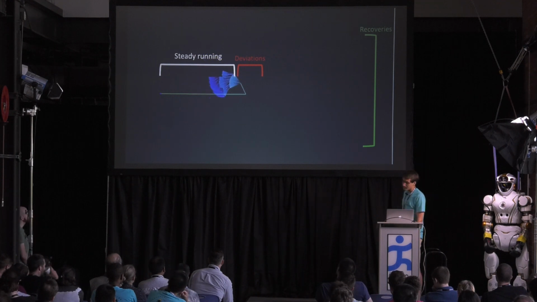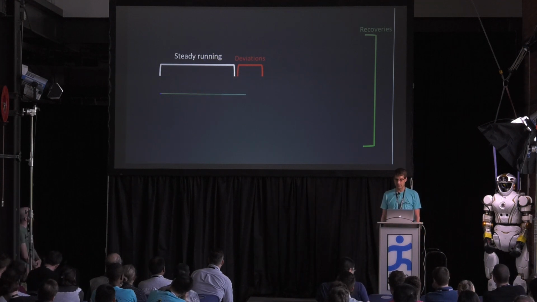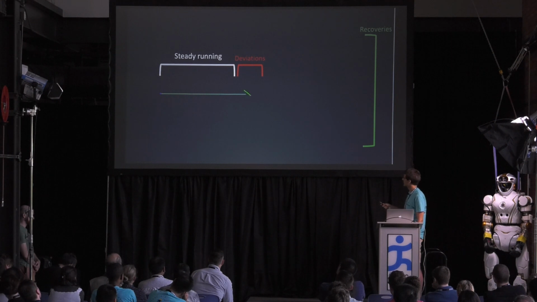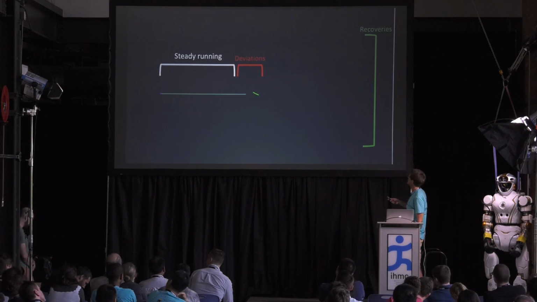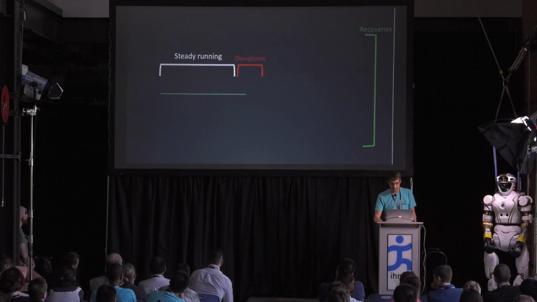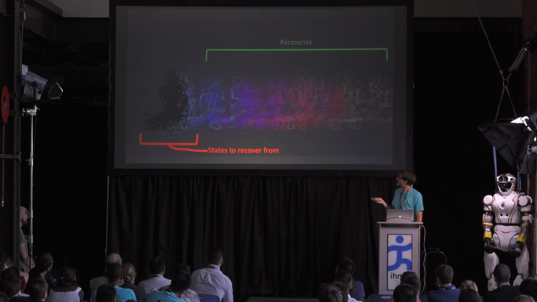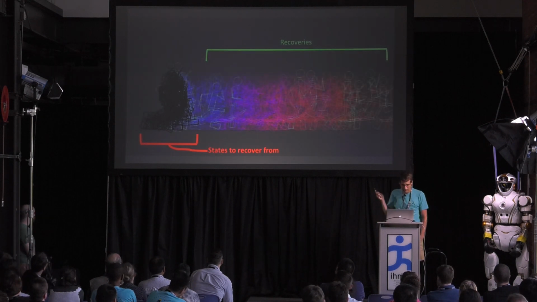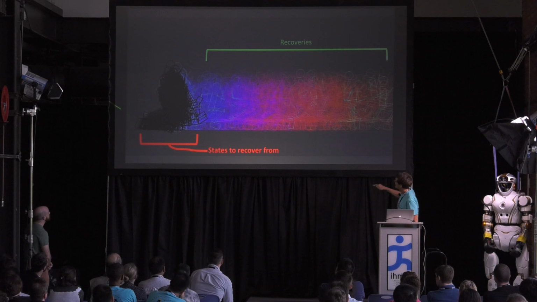So here I explicitly generate recoveries from deviation. It does some steady running, then it does some deviation, then finds out how to get back from there. If we look at that not in tree form, but in runner form, you can see here are a bunch of states that I want to recover from.